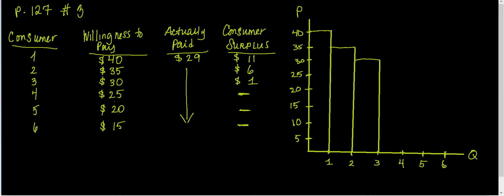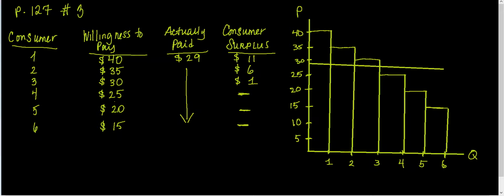Okay, so I just went ahead and graphed all of those bars. Now we have that the market price actually paid is $29. So I'm going to say that that's about right here. And so we're going to consider the consumer surplus.